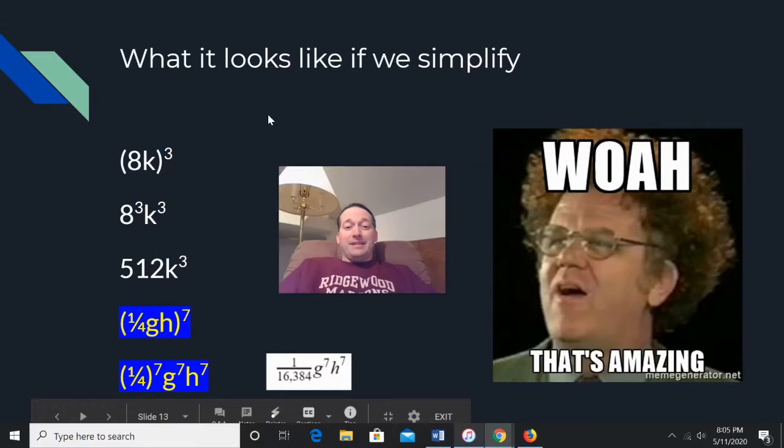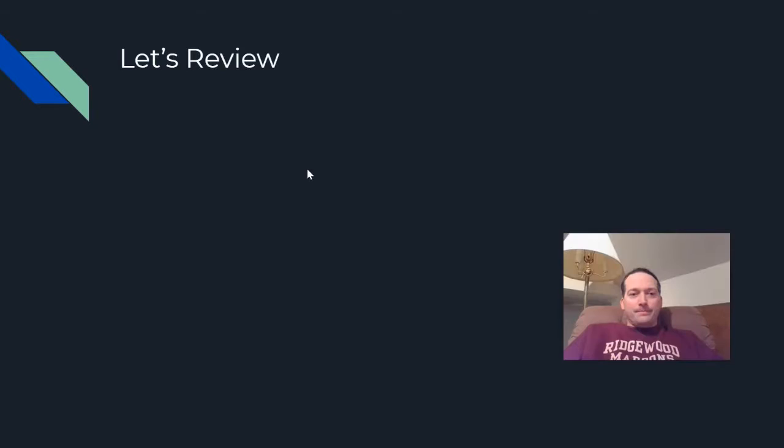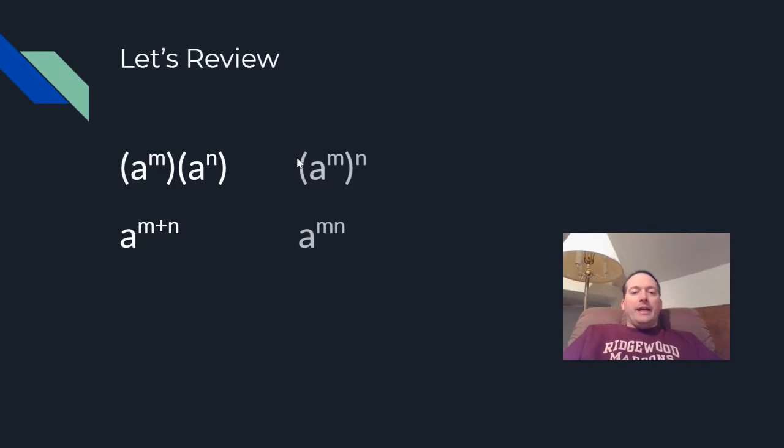Whoa, that's amazing. Okay. So let's just do a quick review of the 3 different things that we did today. So the first one was if we're multiplying a common base raised to a power. If it's a common base being multiplied by each other, you keep that base and then you add the powers. If you are taking something and raising it to a power, you multiply the exponents. Right? So you see the difference of what this looks like and what this looks like. This becomes that, that becomes that.